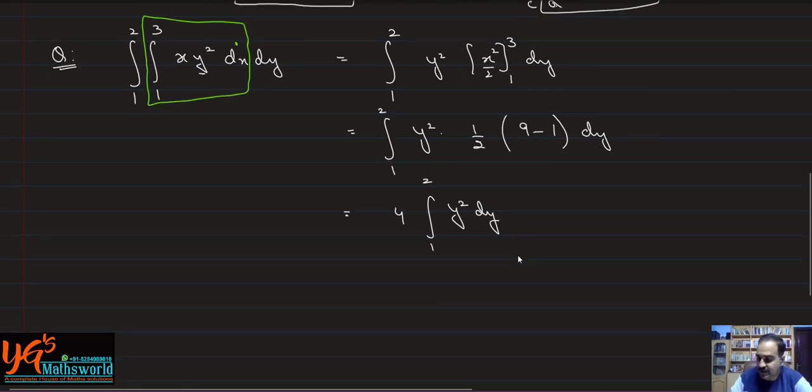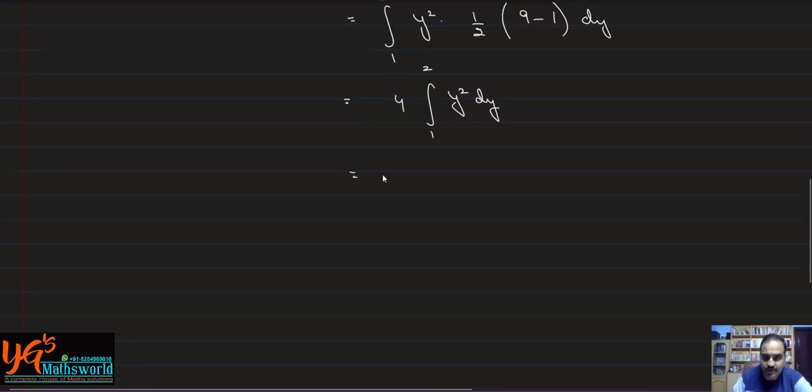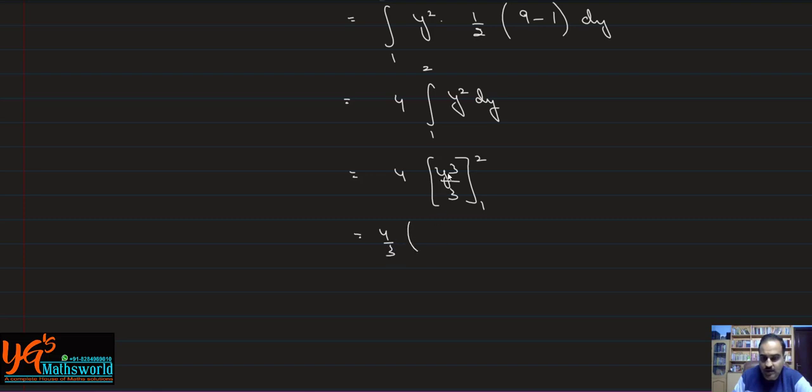Now we have to integrate with respect to y. So integration of y square will be y cube by 3 within the limits 1 to 2. So 4 by 3, upper limit 2, 2 cube will be 8, minus lower limit: I have to substitute 1 instead of y, 1 cube will be 1. So it will be 4 by 3 into 7, that will be 28 by 3. So this is the answer.